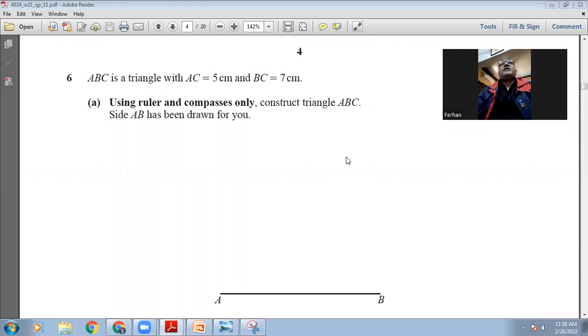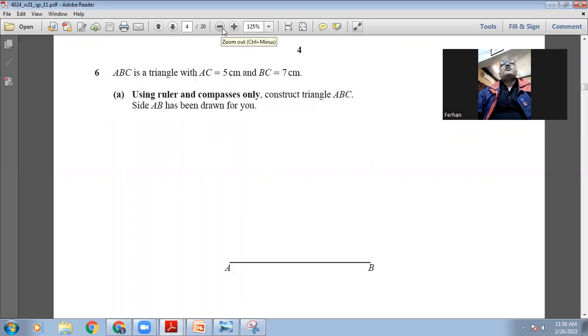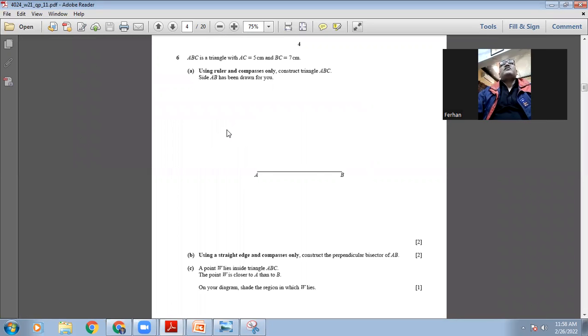So this is question number 6. The triangle ABC is a triangle with AC equal to 5 centimeters and BC equal to 7 centimeters. Using ruler and compass only, construct the triangle ABC. Side AB has been drawn for you already. Okay, so here let me reduce the size. So this is that side AB and it is already drawn.